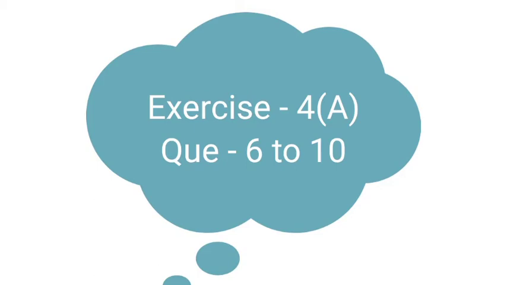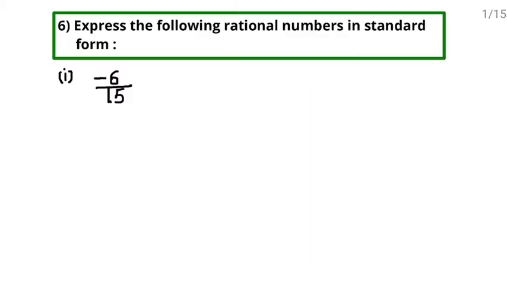Students, in the previous class we had completed questions 1 to 5 of exercise 4a. Now in today's class, let's start with question number 6. Question number 6 is: express the following rational numbers in standard form.